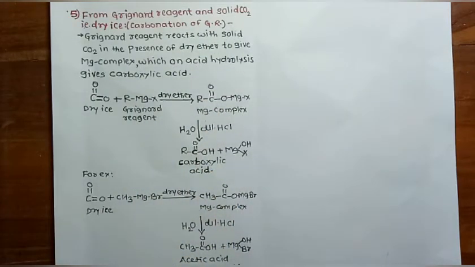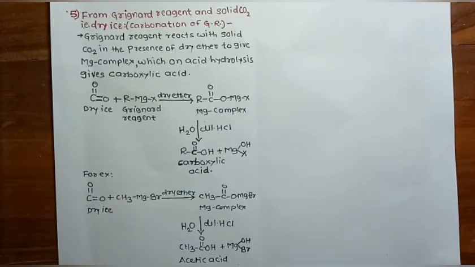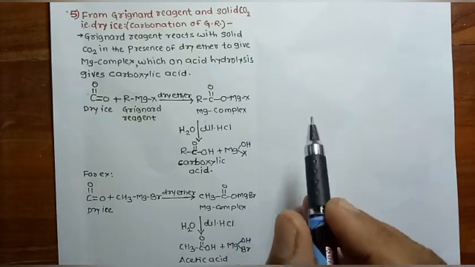In this method, Grignard reagent reacts with solid CO2 or dry ice in the presence of dry ether that acts as solvent to give an intermediate unstable product that is known as Mg complex, also known as adduct, which on acid hydrolysis gives carboxylic acid. First of all, we will see a general reaction.